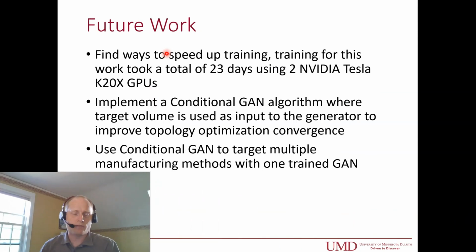Looking at future work, we need to find ways to speed up this training. 23 days is not acceptable. And we also could use conditional GAN to train one generator to do multiple manufacturing methods. So the input to the generator could tell it, is it machining? Is it injection molding? Is it a different process?